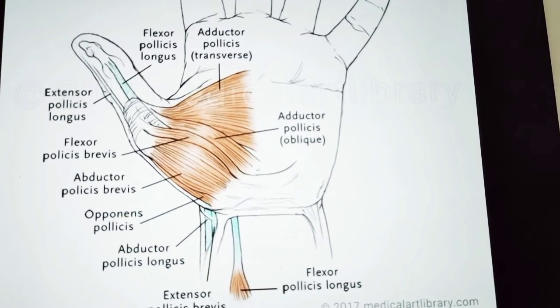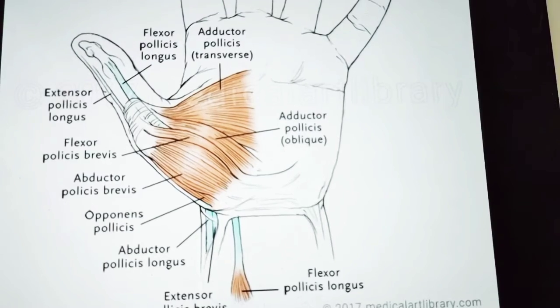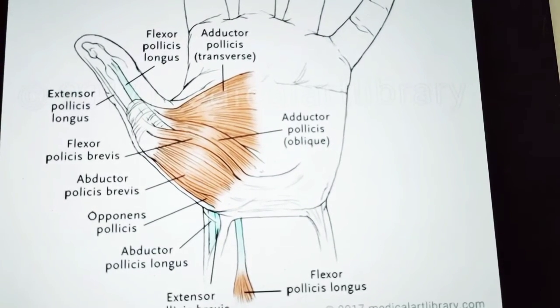Okay, done. Next, coming to the mnemonic AFOA. Next, coming to O. O is what? Opponens pollicis.